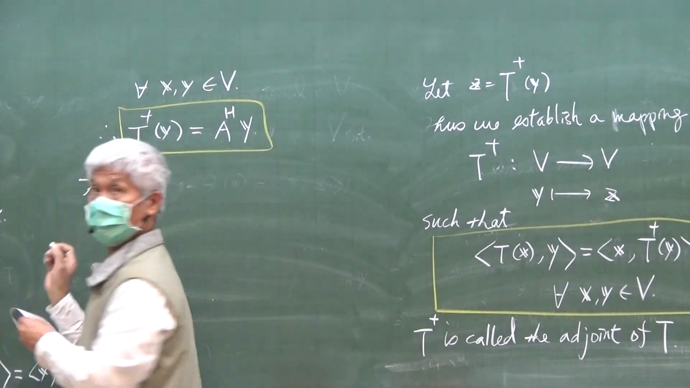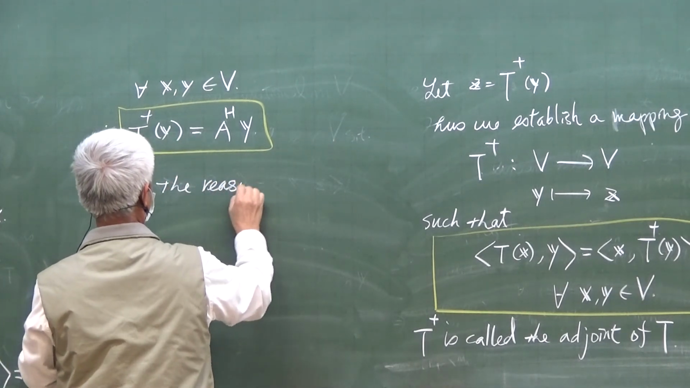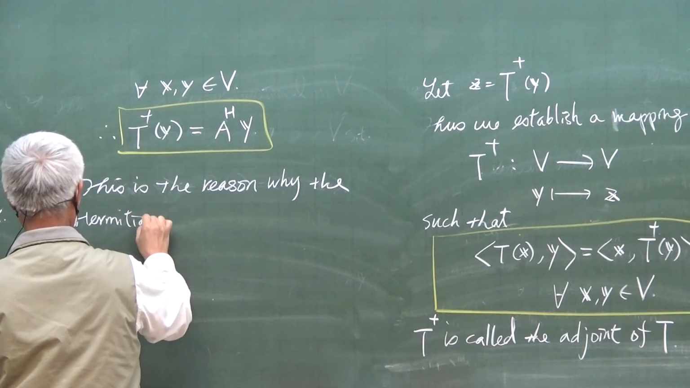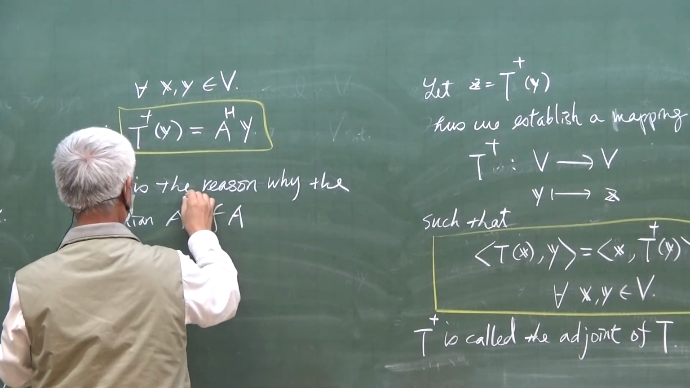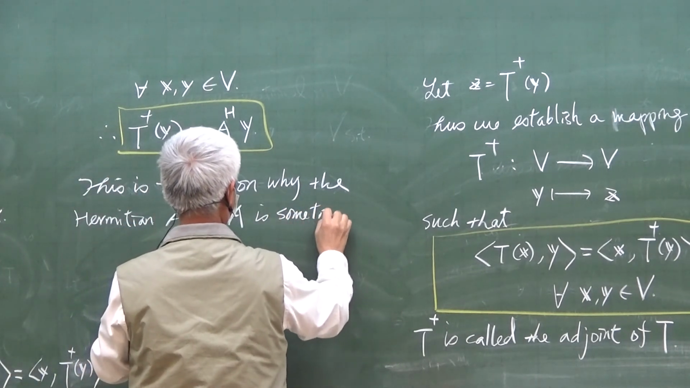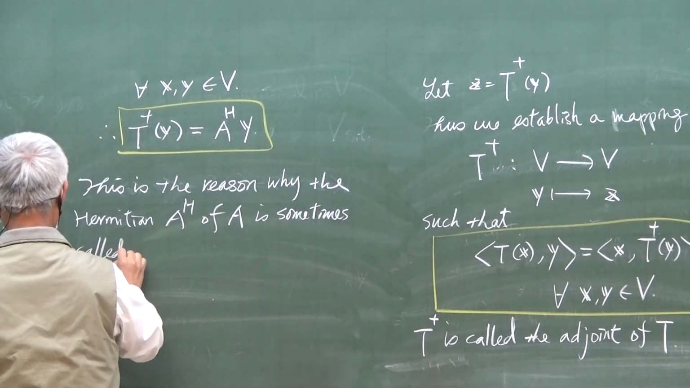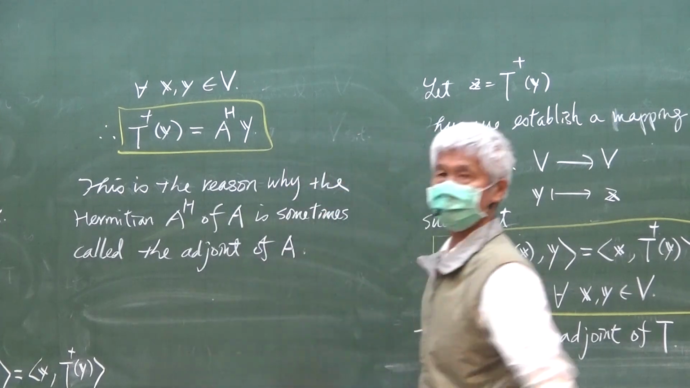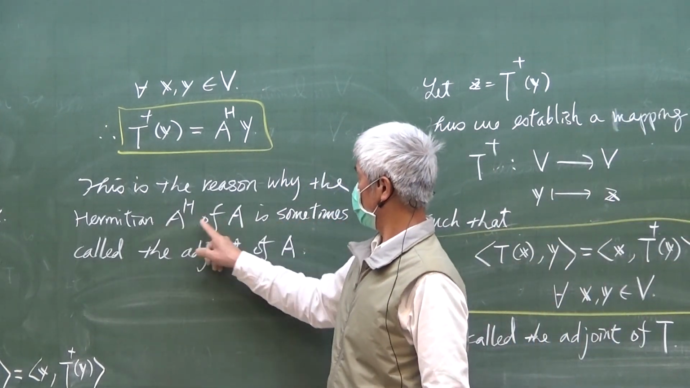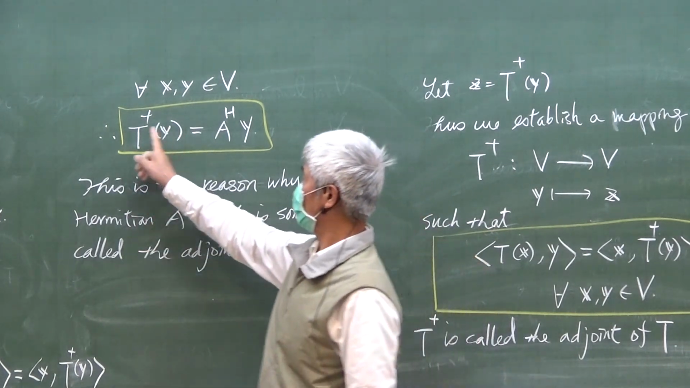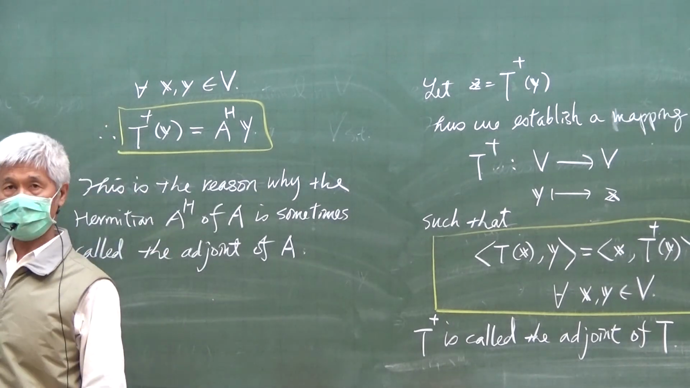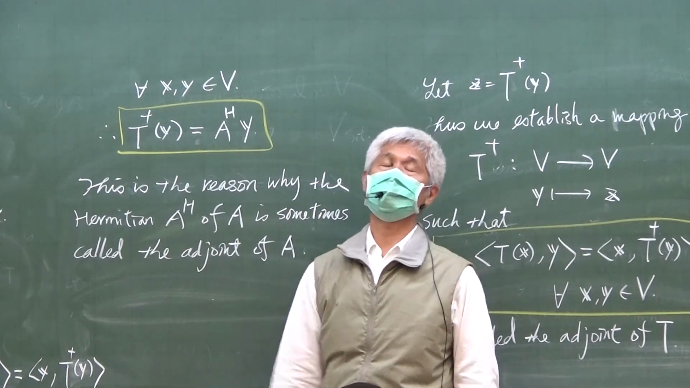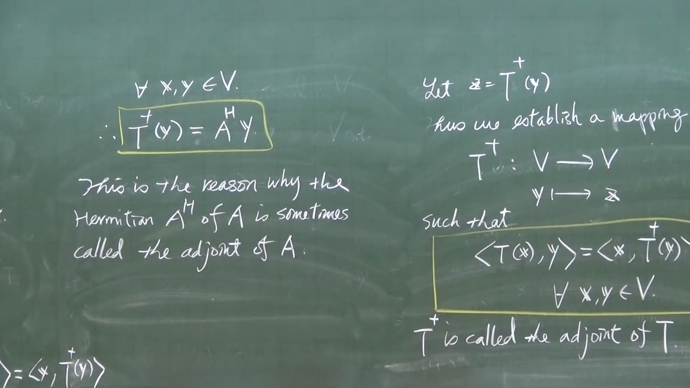So this is the reason why the Hermitian A^H of A is sometimes called the adjoint of A. The Hermitian of A is sometimes called the adjoint of A because of this relationship. Because A can define the linear operator T on C^n, and the adjoint of this linear operator T, T†, is just A^H. Okay, all right, so I stop here.